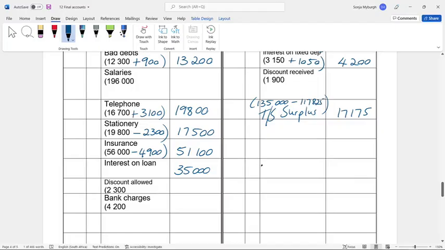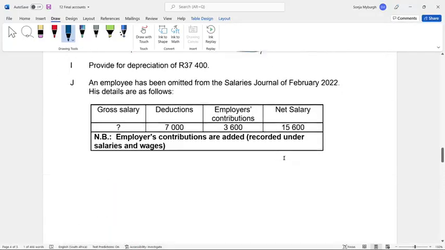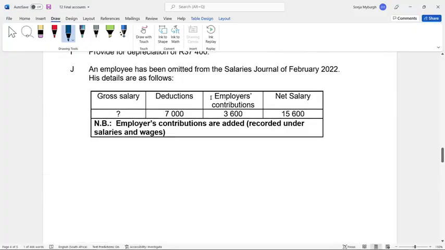The next one says we have to provide for depreciation. Now, somewhere in another question, they would have asked you to do depreciation and all the calculations. Therefore, when it comes to this question, they just give you the depreciation. Because in grade 10, we will still ask depreciation as a separate question. Later on, grade 11, grade 12, depreciation will be part of the adjustments. And now for the last one, salaries and wages. This is where the salary journal for February was omitted.